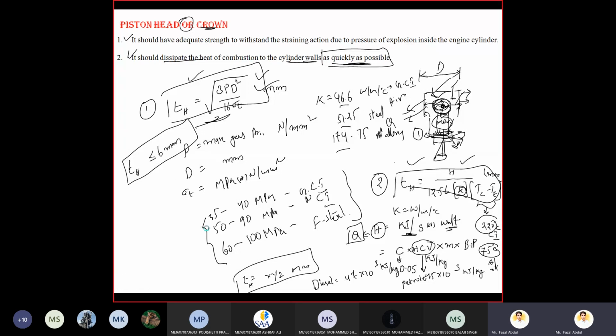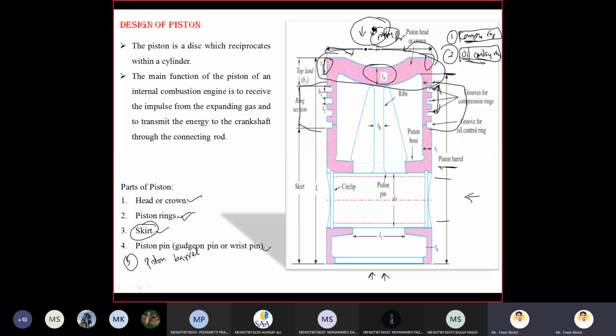So here I'm showing the ribs. These are all the ribs here. These ribs are used to strengthen the crown head, the piston crown. See, this is the piston crown. To give sufficient strength to withstand the maximum pressure, these ribs are used. These ribs are attached at the bottom of the crown, taking the support from the piston boss, taking the supports here and giving the support here.